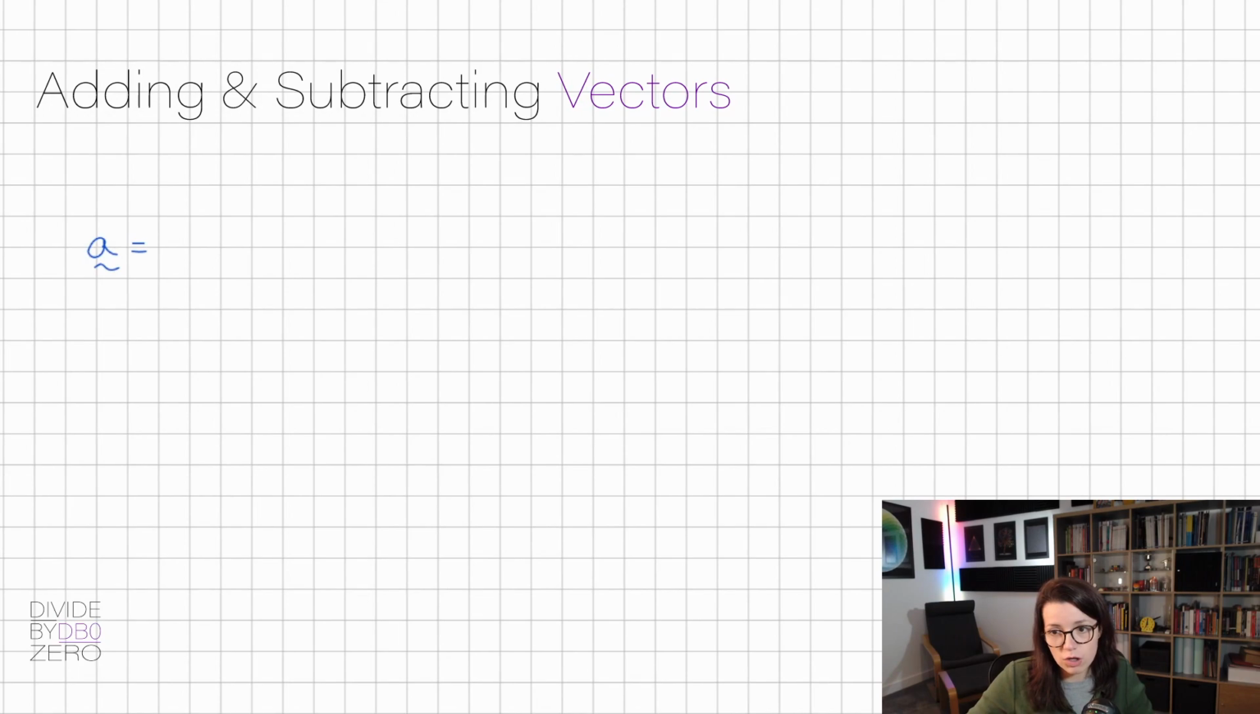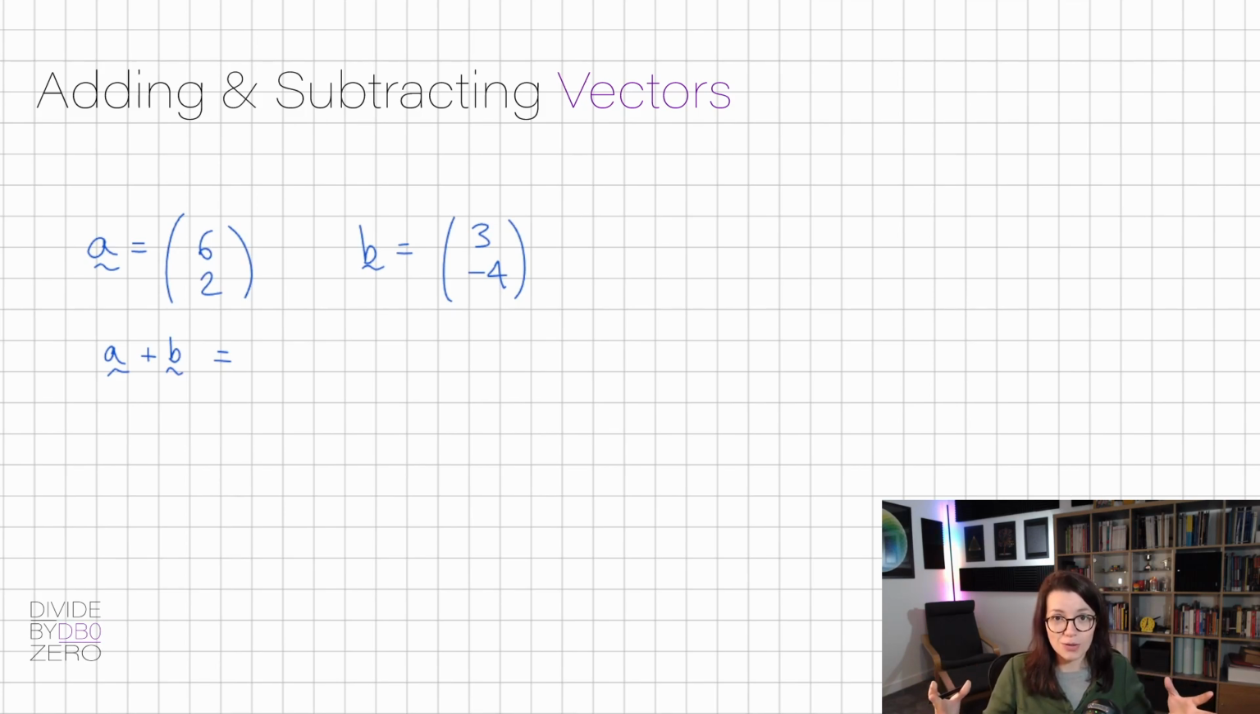So we've seen multiplying vectors by numbers. You can also add and subtract vectors. So let's see what happens with that. This time, let's say you've got a, which is column vector (6, 2), and b, which is column vector (3, -4), and you just want to add them together, a plus b. Great news is that you literally just add the two columns together.